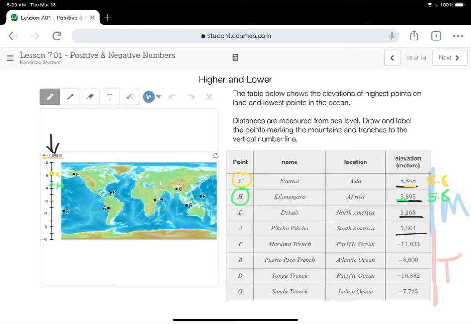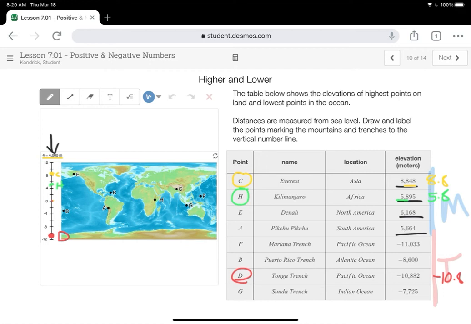Let me do a trench for you just so that you can see an example of that too. How about the Tonga Trench? For D, I know this is going to be around negative 10.8 or close to negative 11. So if I start at 0, I'm going to go down, and as I'm going down, I'm going past 2, 4, 6, 8, 10. So right after the 10, kind of by the 11, that's where I want to put my letter D.